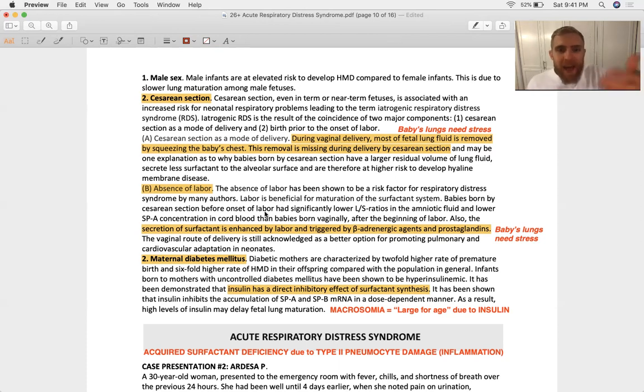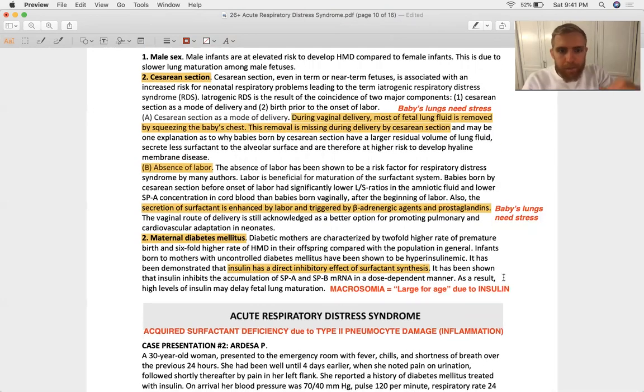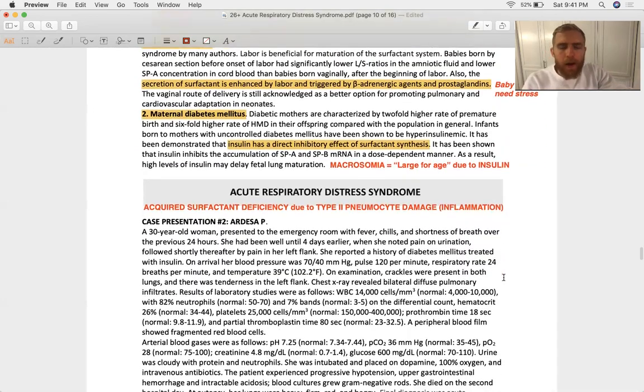So you combine that with the lack of surfactant secretion because baby just got pulled out of a cut open stomach, and he doesn't have to make any epinephrine or prostaglandins. And yeah, it's tough to make surfactant. Finally, maternal diabetes is a big risk factor because insulin inhibits surfactant synthesis. And these babies are typically born pretty large for their age, aka macrosomic.